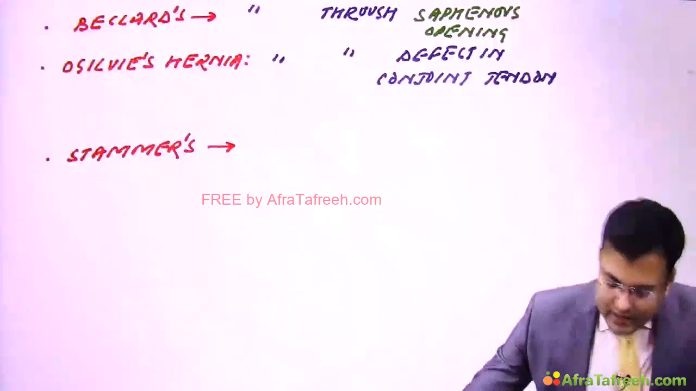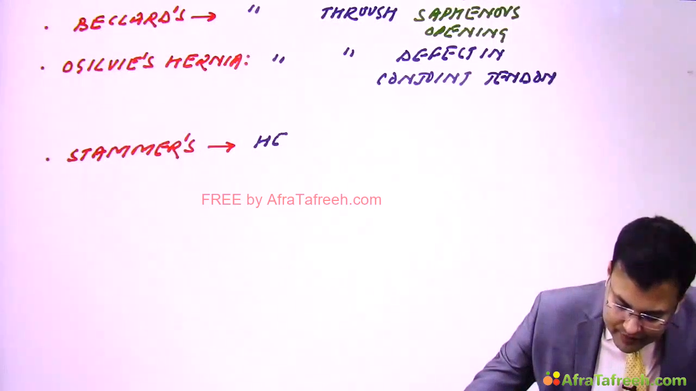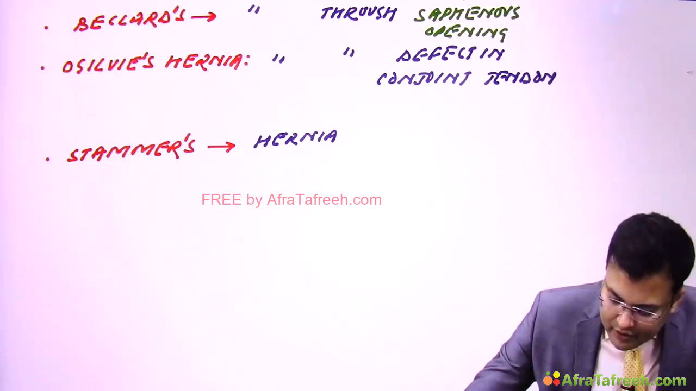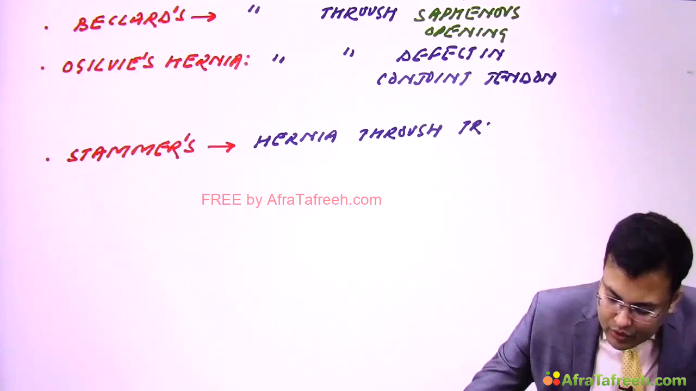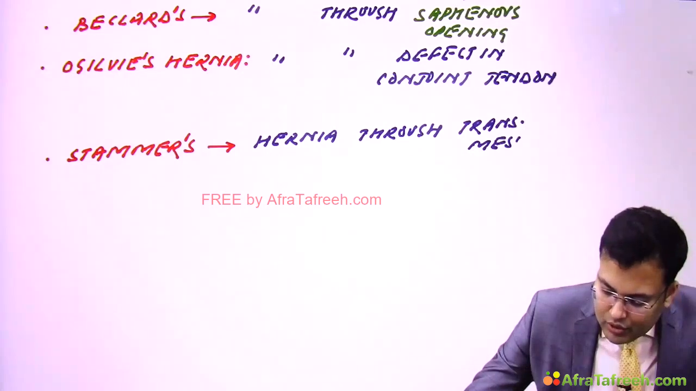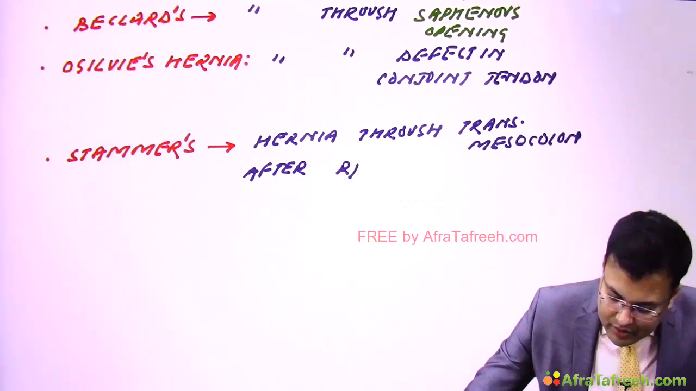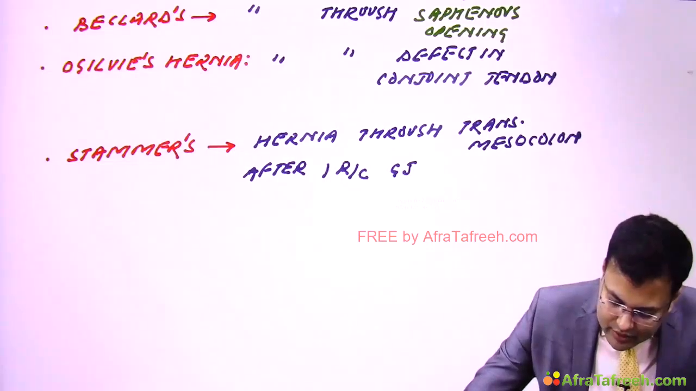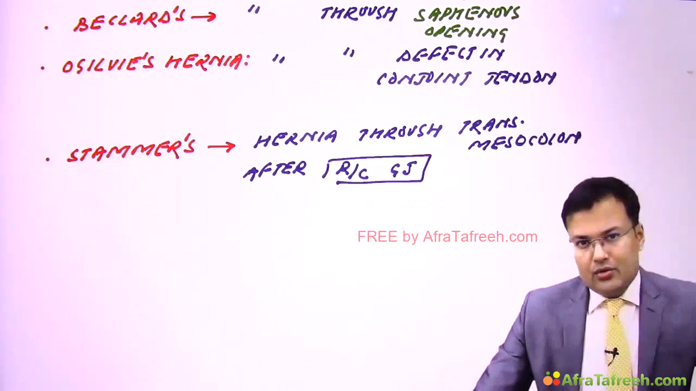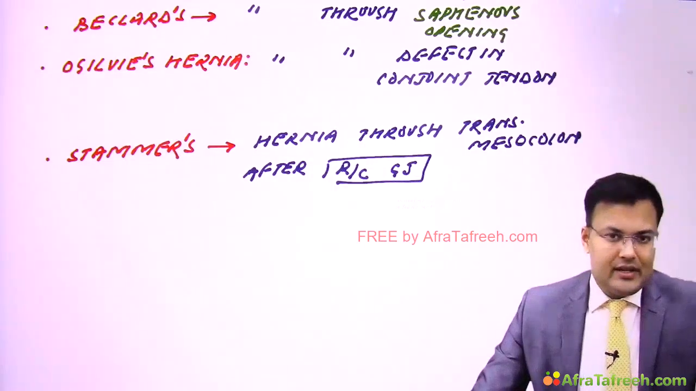Stammer's hernia. It is hernia through transverse mesocolon. Okay, after retrocolic gastrojejunostomy, RCGJ, retrocolic gastrojejunostomy. Second, Peterson hernia.